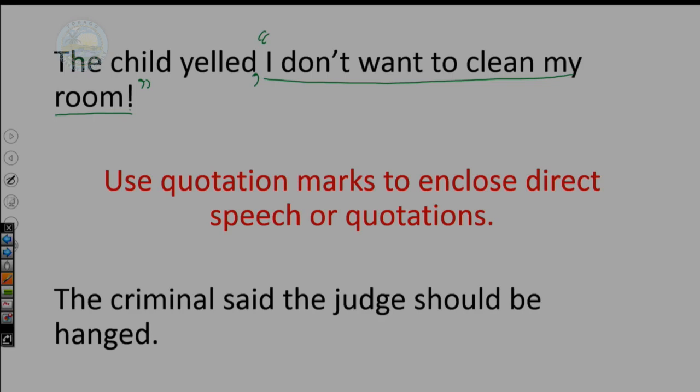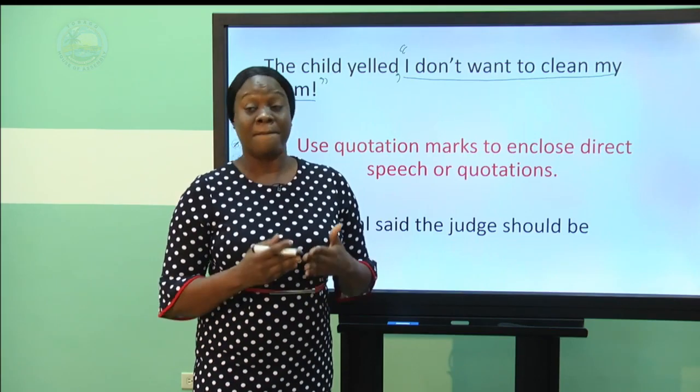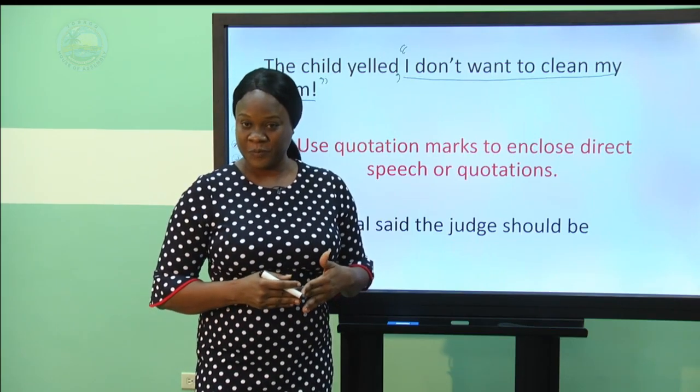Use a quotation mark to enclose direct speech is one of the signs that we are seeing written in red on the board. And this sentence is missing quotation marks, because actually the person that is speaking in the sentence is not the criminal, but the judge.